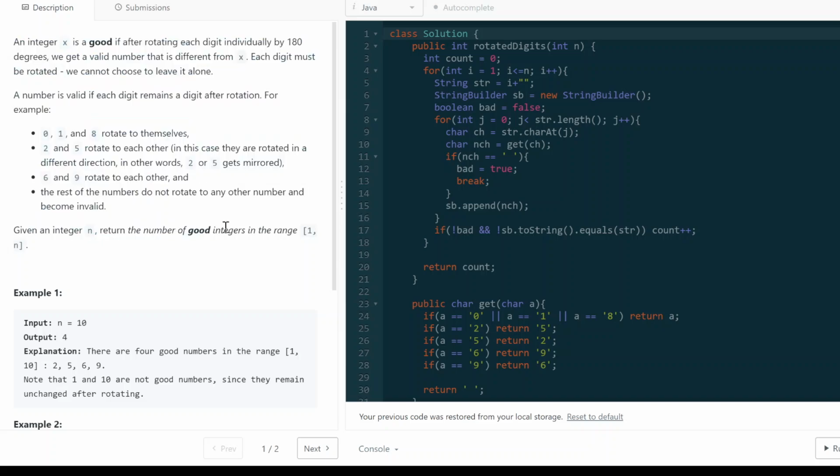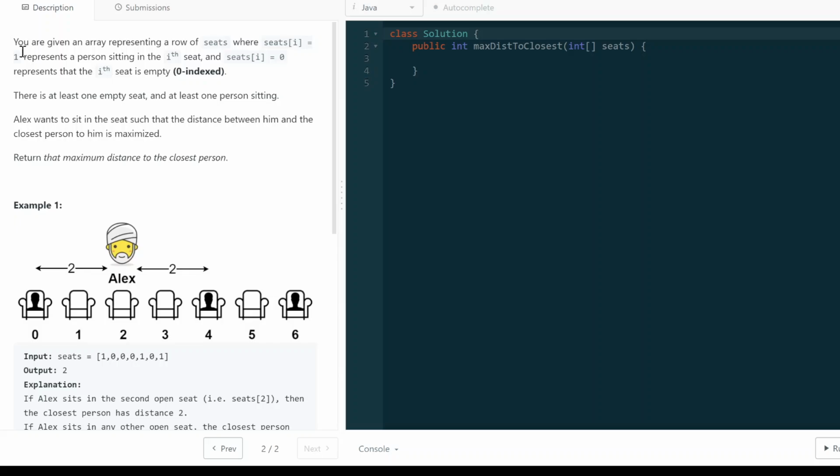I mean, what do you mean by 180 degree rotation of a digit? It just doesn't make sense. But for this one, at least I'm reading just one time and I'm able to understand the question.